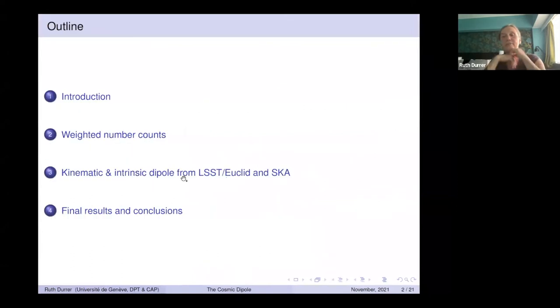I shall start with an introduction and then introduce the concept of weighted number counts and explain to you how this can be used to measure both the intrinsic and the kinematic dipole independently. Then I want to apply it to real surveys and forecast the accuracy which these surveys can achieve applying our method to measure the kinematic and intrinsic dipole.